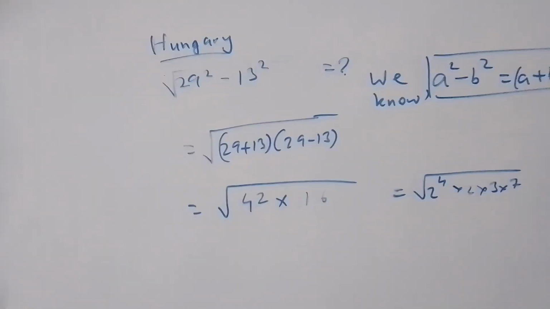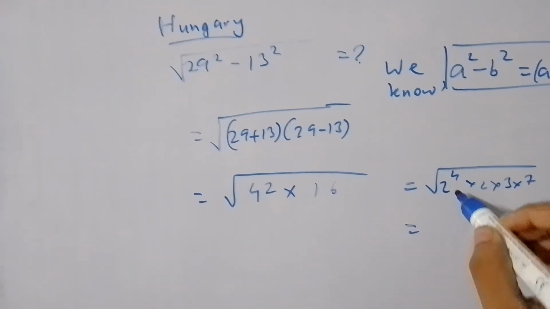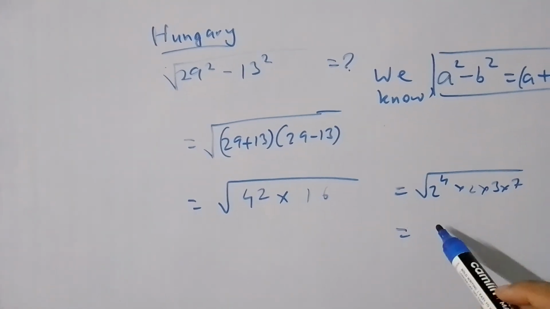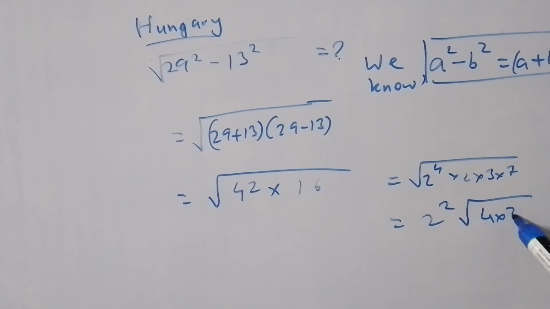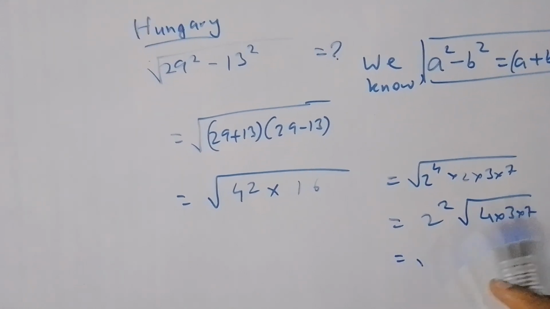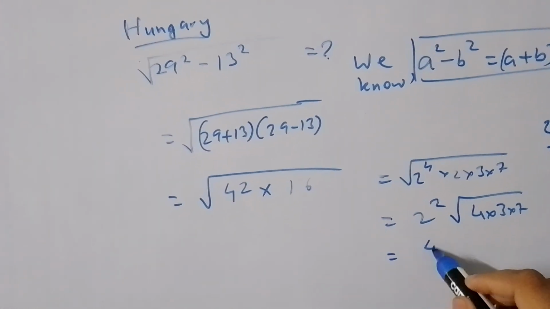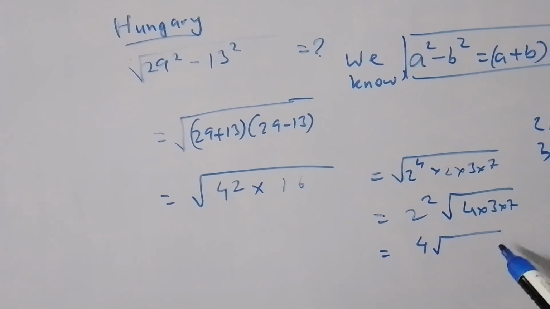Okay, so from 2 to the power 4, 2 square comes out, and 4 into 3 into 7 remains. So the answer is 4 root 84.